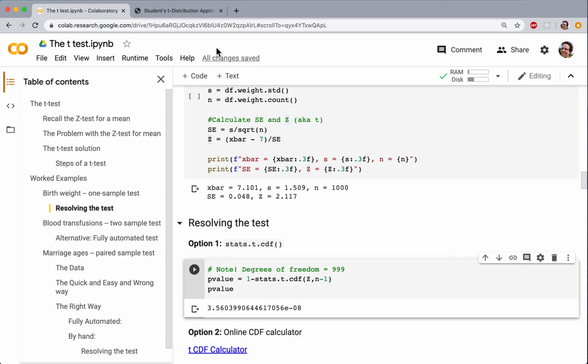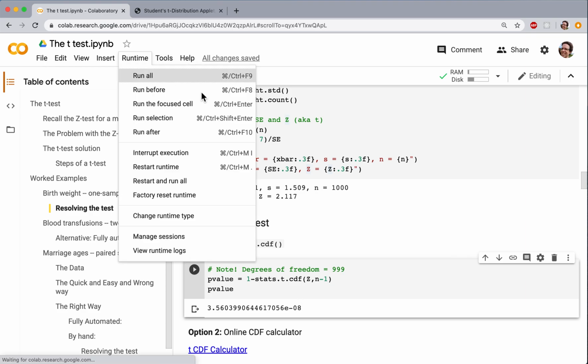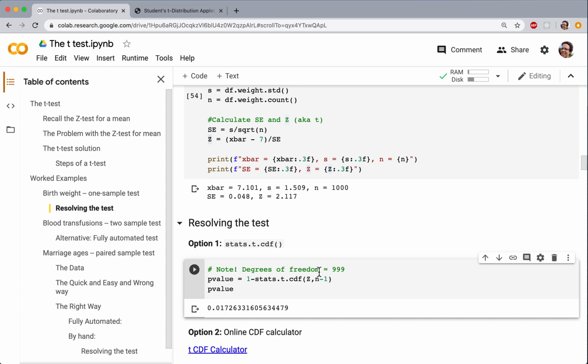Now that is wrong, and that doesn't look reasonable to me. So let's recalculate everything. I think I was using some bad data there. So we'll calculate this value for the p-value, and we'll get 0.017. Now, that will allow us to resolve the hypothesis test.